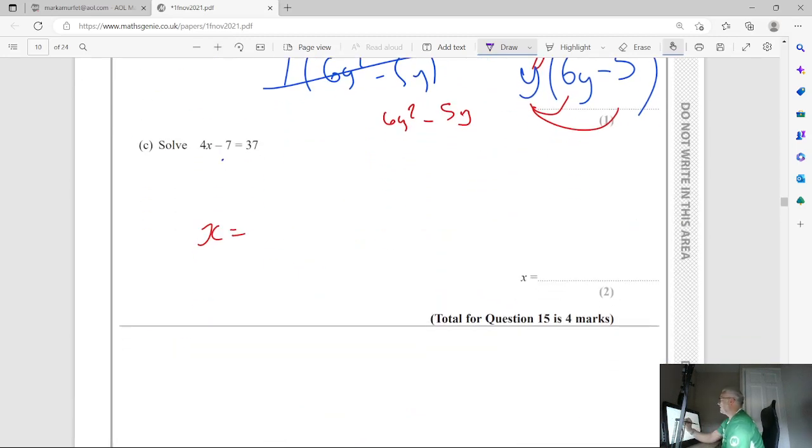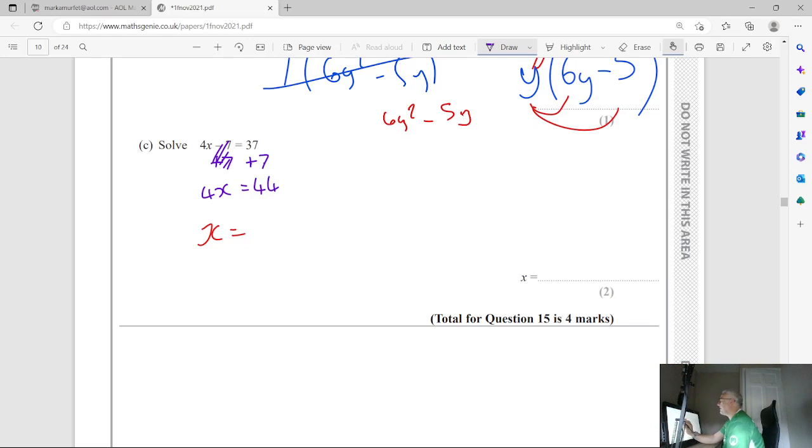So because that's a negative, we're going to do the inverse, the opposite function to both sides. We're going to add 7. 7 take away 7 makes nothing, so it's simplified to 4x. 37 add 7 is going to give me 44. Because it's a non-calculator paper as well, notice how it's very easy.